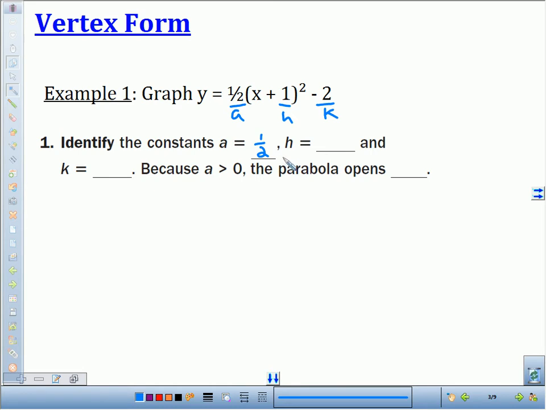So a, in this case, is 1/2. H, now we remember from absolute values that for the h value, we have to change the sign. So x plus 1, the plus 1 becomes minus 1. Just like absolute values, the h changes signs. K does not change signs. It stays -2. So I've got my constants: a equals 1/2, h equals -1, and k equals -2. Now because a, 1/2, is positive, bigger than 0, the parabola opens up. So when I'm graphing it, I need to make sure that my parabola is opening upwards.